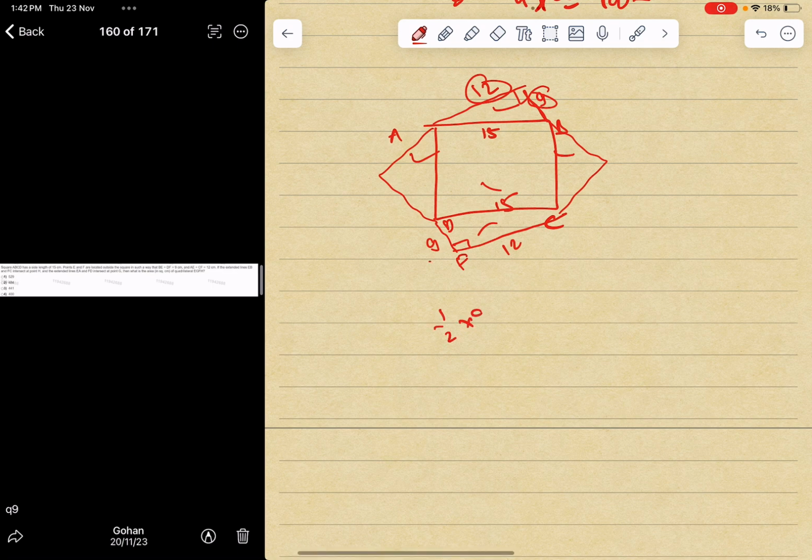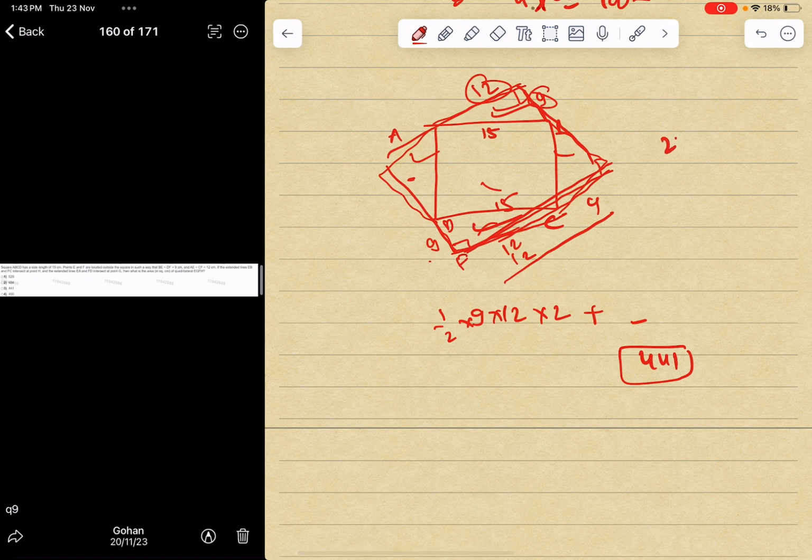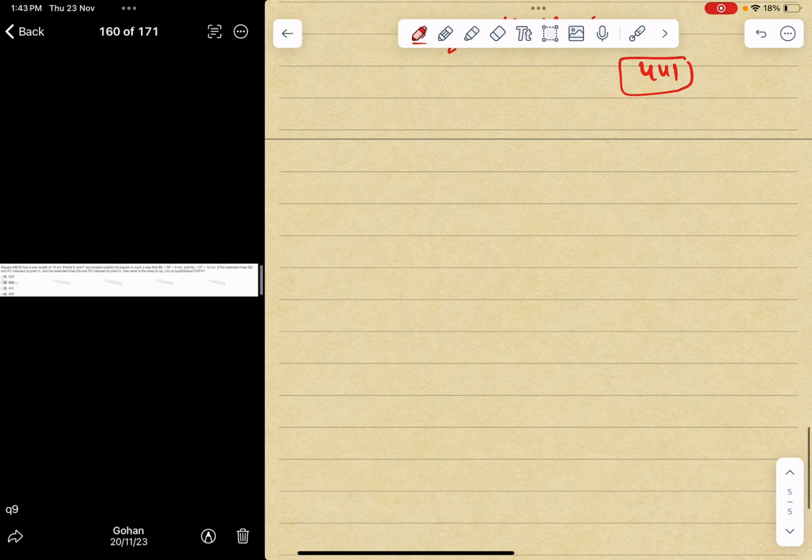Half of 9 into 12, two such triangles. So this is done. For these two, the sides are again 9 into 12, so that also you have to find out, and then we can add all the areas, getting 441 as the answer. Or will it be a square? Yes, it will also be a square, making 90 degrees, all these sides are equal. This is 12, this is 9, so total 21. So the complete game lay in making the figure. 441 is the answer.